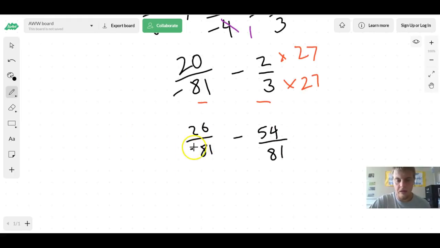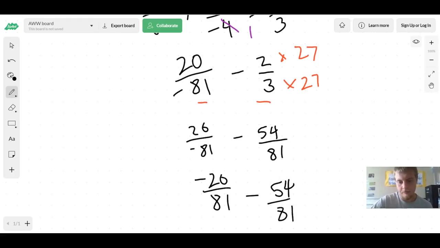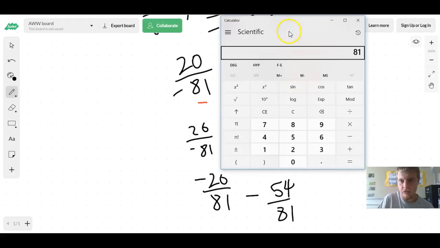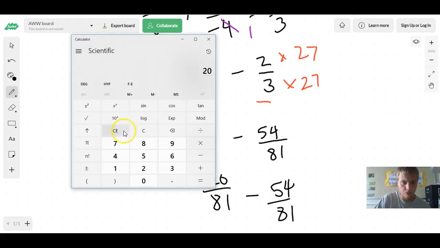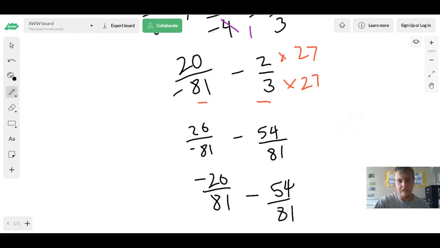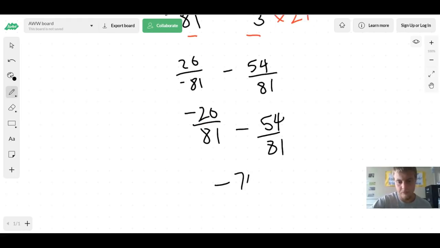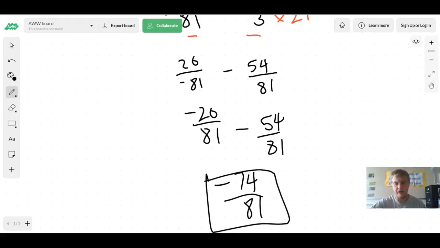Anytime you see a fraction with a negative on the bottom, I always move it to the top. I don't really like to have my negatives on the bottom, so I move them to the top. So I'm going to get negative 20 over 81 minus 54 over 81. And then we could just subtract these two things. So we would just subtract negative 20 minus 54. And that'd give me a negative 74 over 81. And that would be my final answer.